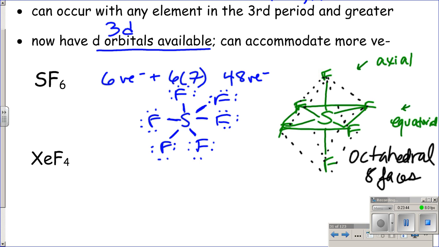Now, what are the bond angles here, though? The bond angles are actually pretty easy to see. If you think of something as a cross, you can pretty much determine that everything here is going to be at a right angle to one another.